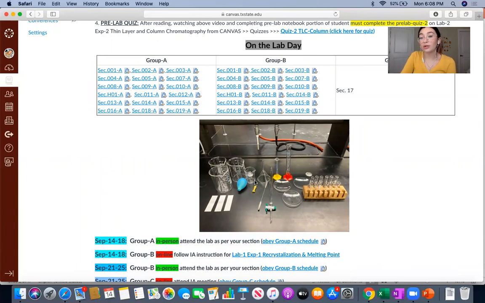Okay, when you get to lab, this is what you're going to see. This is going to be your lab bin. Now, if you have a cracked glass, let me know. If you're missing glass, also let me know. That way we can go back to the stock room and we can get you a new lab bin or some glassware.